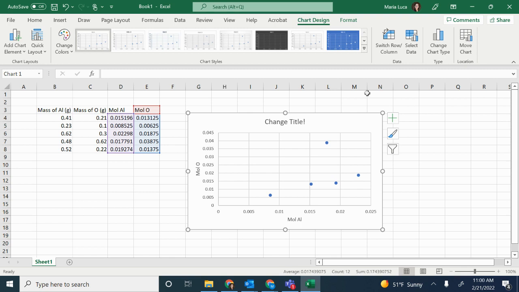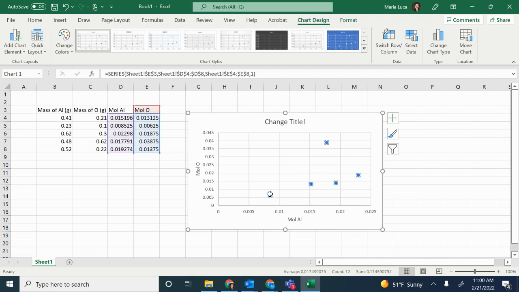Okay, so I'll leave you to come up with a proper title. See if you can come up with a good one that references both the moles of aluminum and the moles of oxygen. Something that's helpful and refers to the technique of the lab.